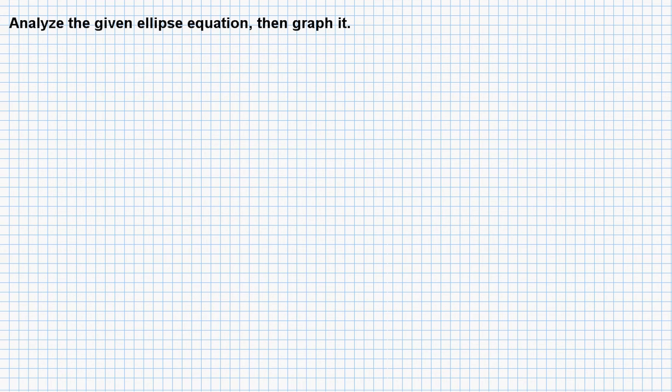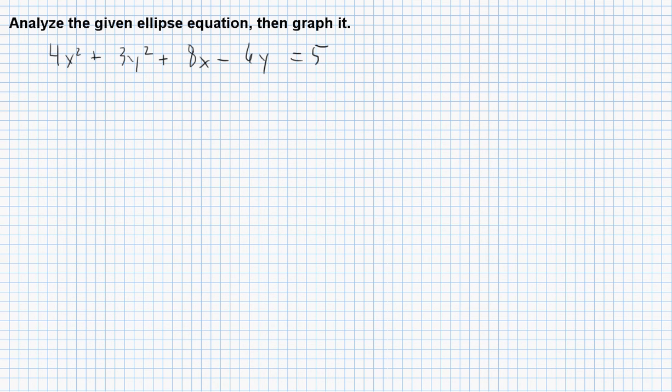And this is one where we're going to be analyzing the given ellipse equation and then graphing it. And we're going to be starting out with an equation like this: 4x squared plus 3y squared plus 8x minus 6y is equal to 5.